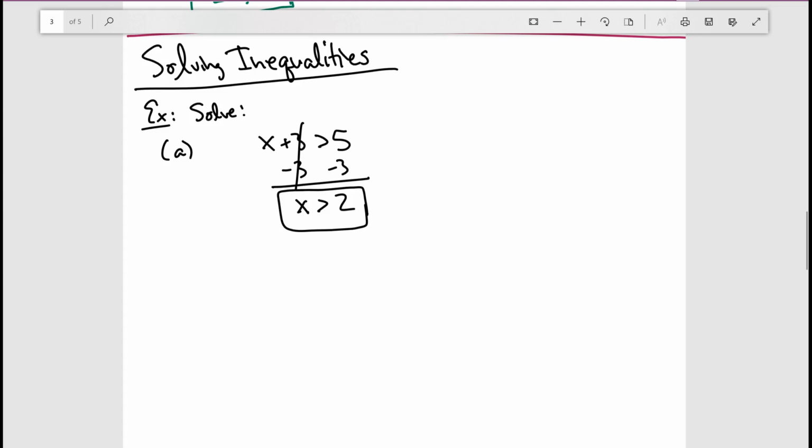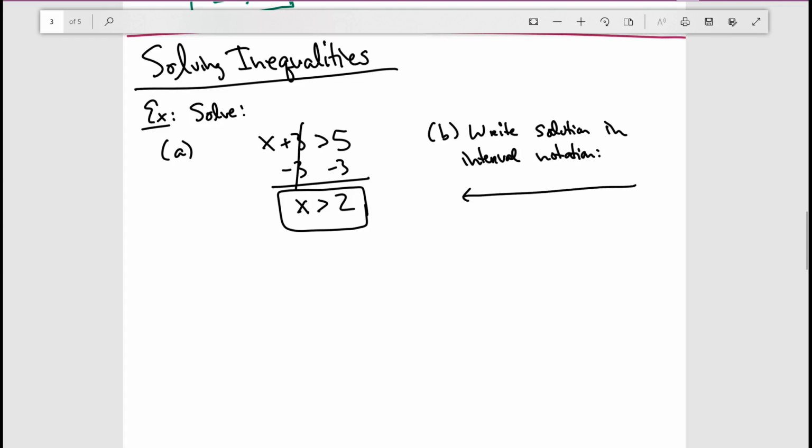We wanted to solve. Part B would say, write the solution in interval notation. Okay, so how would you go ahead and do this? Well, what you would do is you would first draw a number line. Here is 2. 2 is not included because it's greater than, so it's not included. Everything that's greater than is going to be this way. And over on this side is infinity. The way that we would write it in interval notation is parenthesis 2 all the way to infinity. Okay, and that will be my solution.